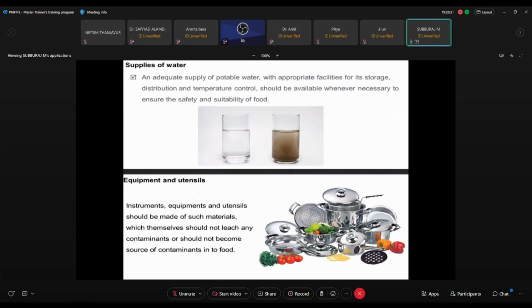So for testing this water, you have to think about chemical, microbiological, parasitology, virology and radiology. These are the parameters which the potable water should follow. What is the regulation? IS 10500:2012. The water should satisfy IS 10500 of 2012. It should be satisfied. Okay, and next one, equipment and utensils.